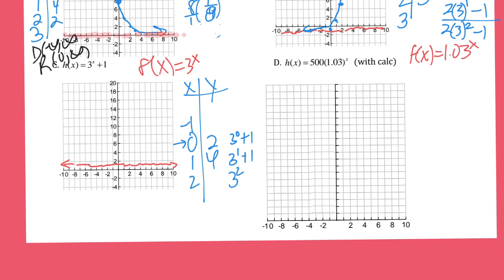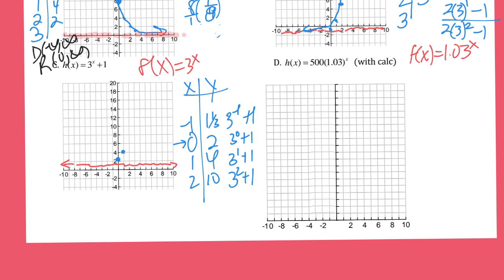And then let's see what else we got. 3 to the 2nd, because x is 2, and then add 1, that's 9 plus 1, that's 10. And then if we plug in negative 1, we do 3 to the negative 1, and then we add 1. Okay, 3 to the negative 1 is 1/3. 1/3 plus 1 is 1 1/3. So you can kind of see where we're headed here. 0 is 2, okay? 1 is 4.